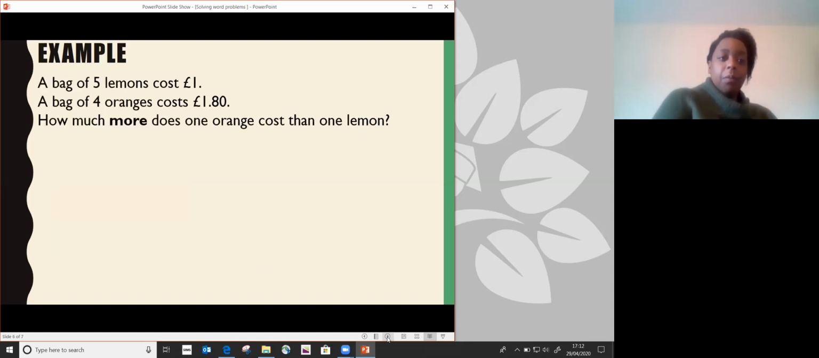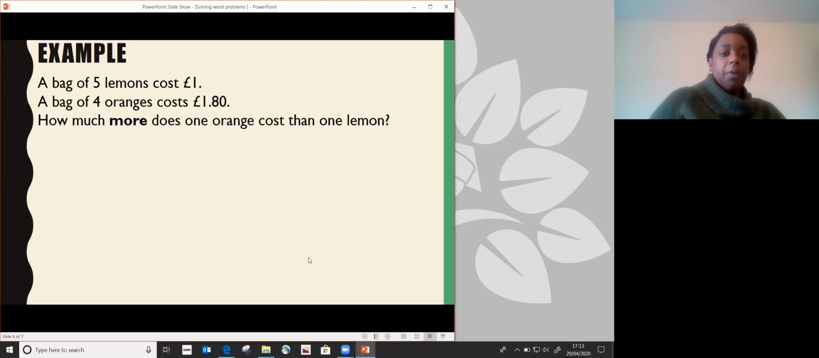So here we have a bag of 5 lemons that costs £1, and a bag of 4 oranges that costs £1.80. And the question is, how much more does 1 orange cost than 1 lemon? So I'm going to let you pause the video here, and if you want to have a go, get a bit of paper, and you can either use the bar model method or you can use any other method you can think of to work this out. Pause it and unpause when you've got the answer, and we can see if it's the same as mine.